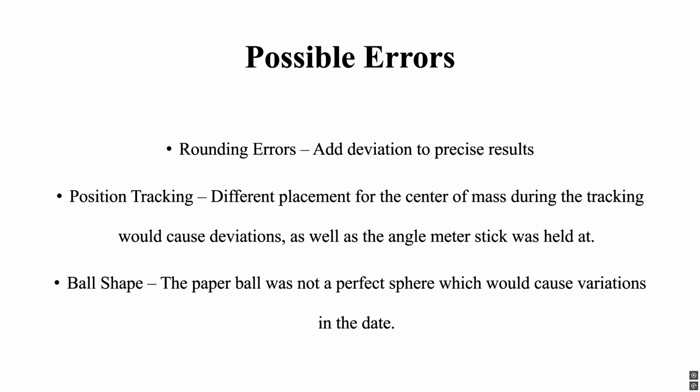Some of the possible errors include rounding errors with numbers, which would affect calculations, and position tracking, as different placement for the center of mass during the tracking would cause deviations, as well as the angle the meter stick was held at throughout the video. And finally, the ball shape. Since the shape of the ball was not a perfect sphere, air resistance could affect it in different ways throughout the video.